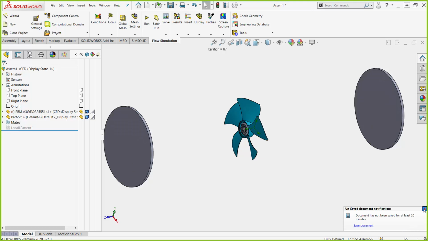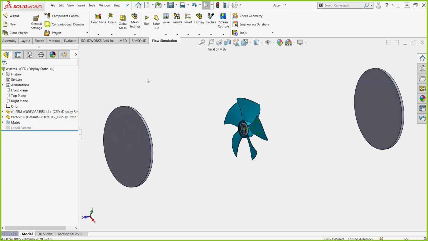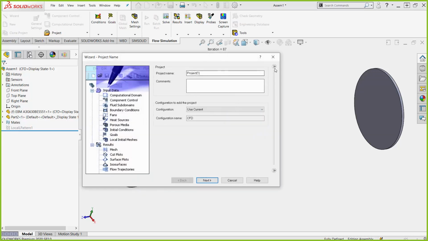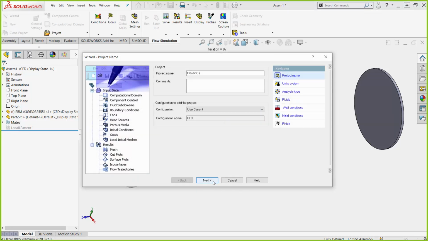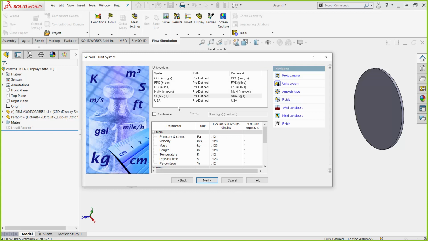Now to start with my very first project on this fan, I would go to my wizard and go through my steps. Now the first thing here in the unit system, many people are going to want RPM in the units of RPM. That's not the default. So I recommend you go to Loads in Motion and find Angular Velocity. From there, you can always override that unit system to RPM.